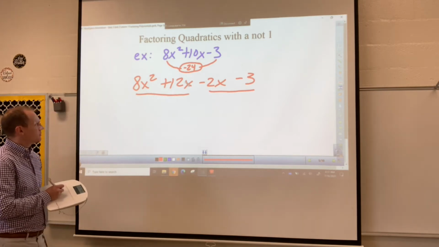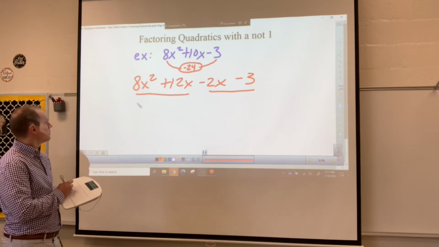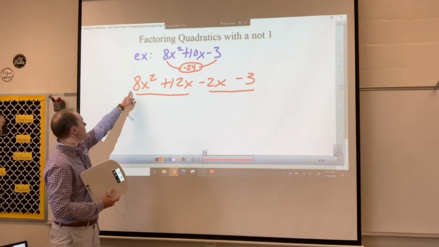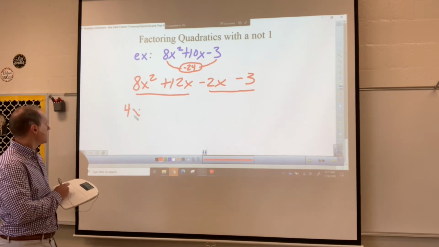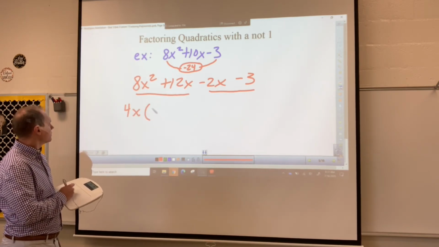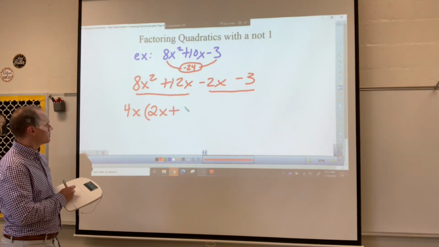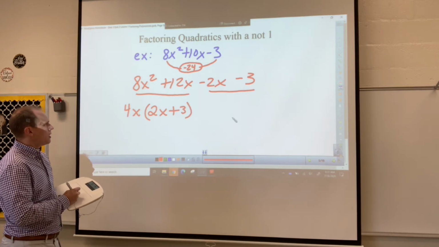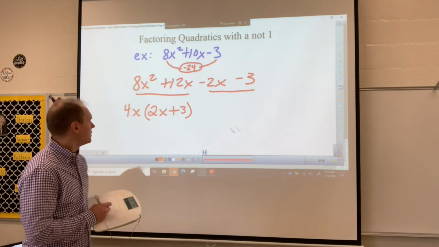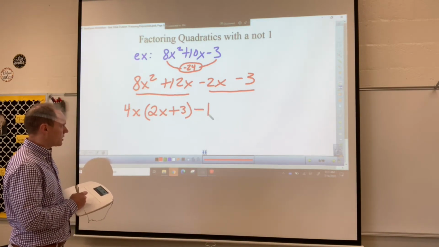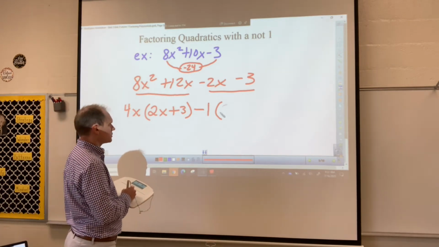So what can we factor out from this first group? Okay, 4, right? 4 goes into both 8 and 12, and what else? X. And what does that leave us with? 2x plus what? 3. Okay. And then what can we factor out here? Yeah, a -1. I'm not just going to write the minus, I'm actually going to write the -1. You'll see why in a second. It makes a little more sense for us here.